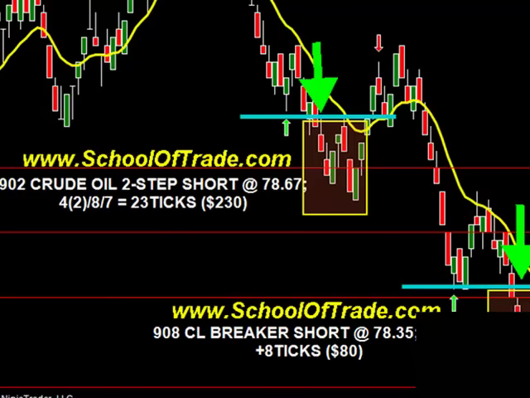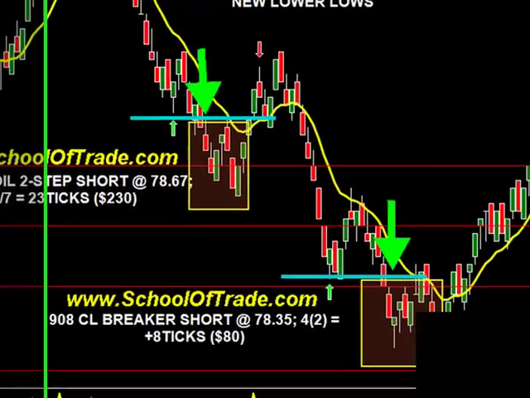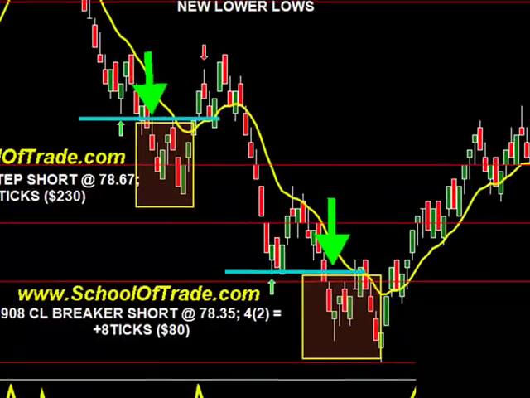Now the second trade here at 9:08, another trend continuation pattern. We started seeing this thing kind of stair step its way down here, headed back towards that 78 even level here on crude. Got filled here in this breaker short, going with the trend now instead of counter trend. The first trade was counter trend. This second trade here is trend continuation with the breaker pattern short.